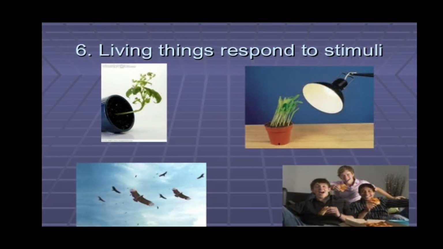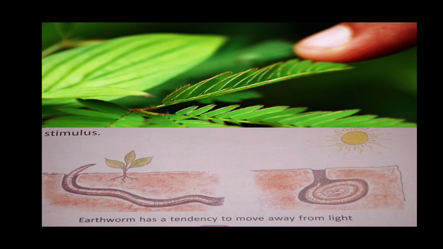Next is that living things respond to stimuli. All living things respond to different stimuli such as touch, light or sound. As you can see in the pictures, the plant is responding to the light and bending towards the light. Animals also show some response to stimuli. Here you can see an earthworm moving away from light and saline media. Plants also respond to different stimuli, as here is a touch-me-not plant. When you touch it, it closes its leaves. So these all are responses to stimuli.